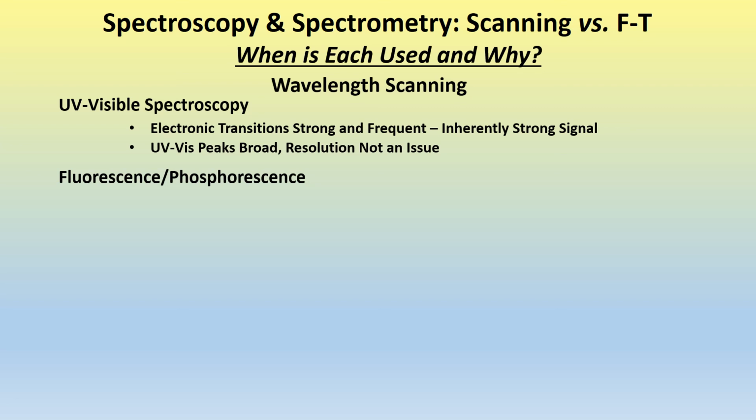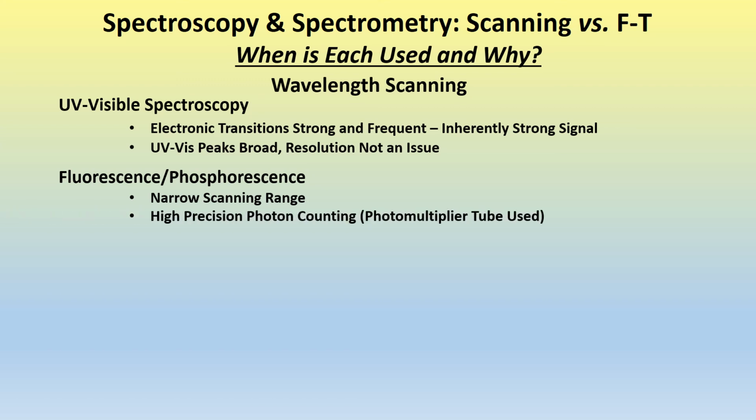On the other side of the spectrum, you have fluorescence and phosphorescence. In this case, you have a narrow scanning range, so the advantage of FT for broad scanning is negated. You are only looking for differences between tenths of nanometers. Additionally, in fluorescence and phosphorescence, you are doing high precision photon counting using a photomultiplier tube. Mathematical interpretations would actually decrease sensitivity in this case.